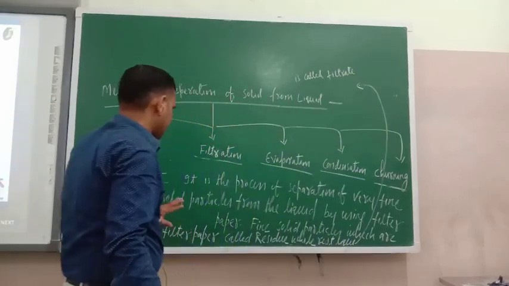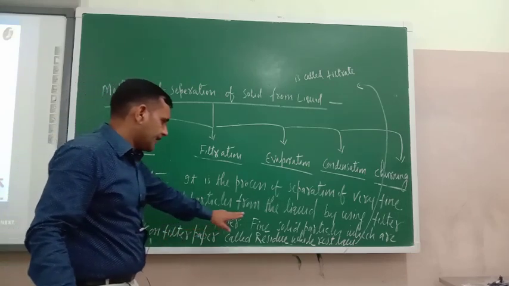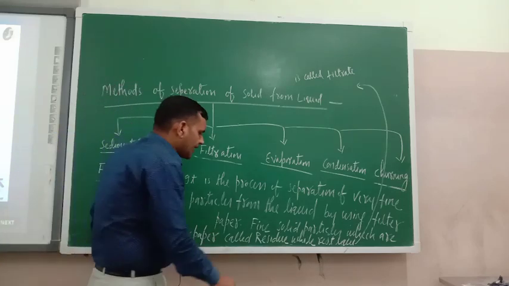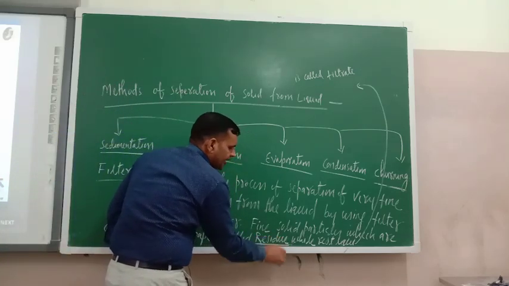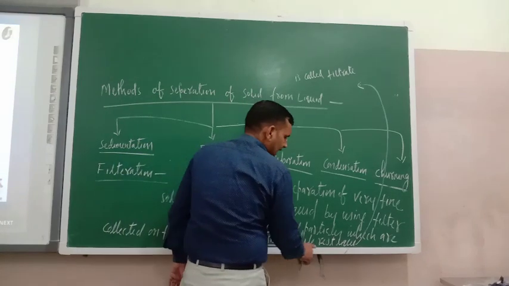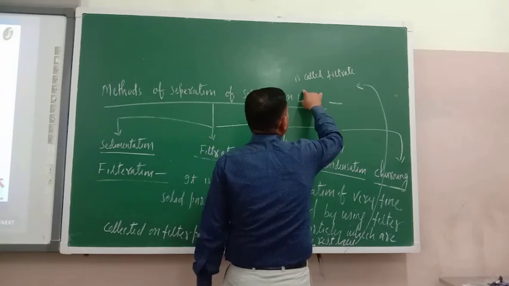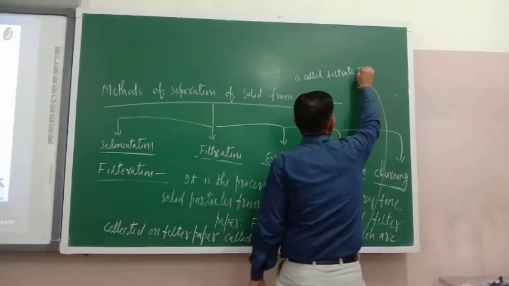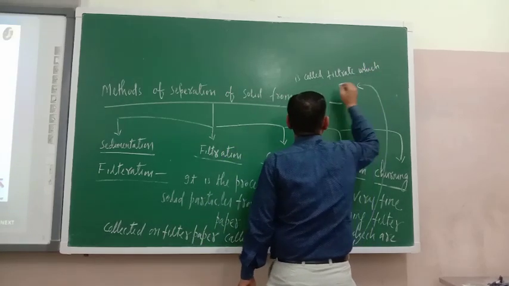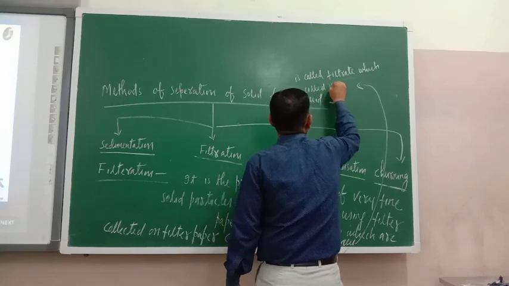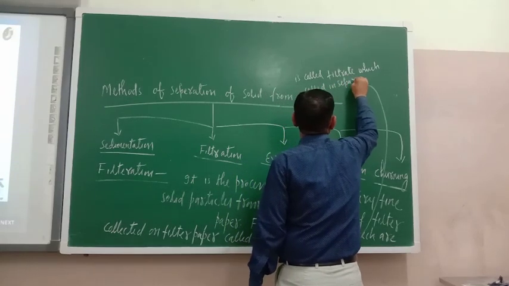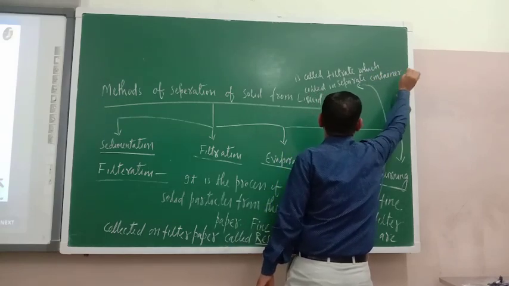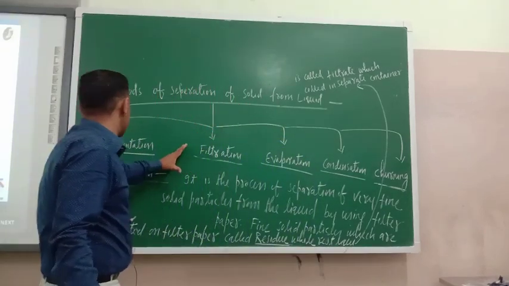Don't worry if you are finding any difficulty understanding, just see. Fine solid particles which are collected on filter paper called residue, RESIDUE, while rest liquid is called filtrate, which is collected in a separate container. Okay, separate container. So this is the entire process of filtration.